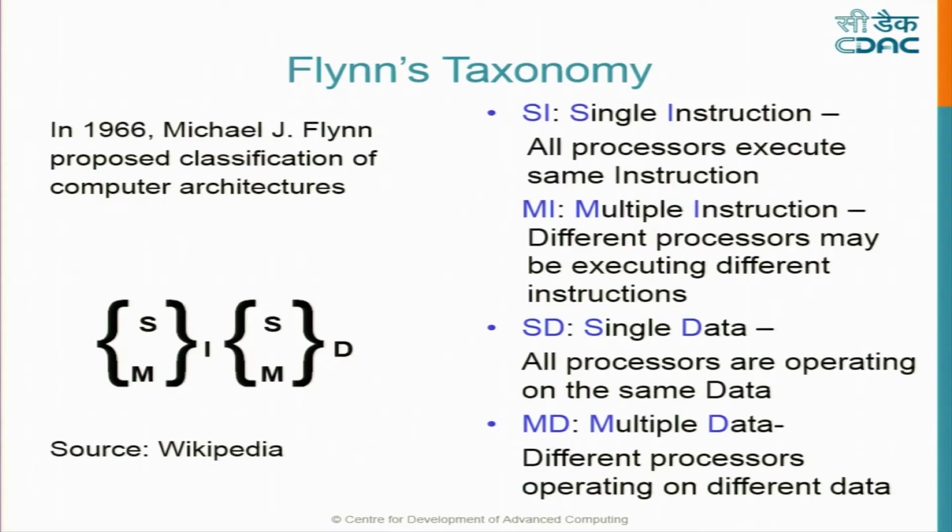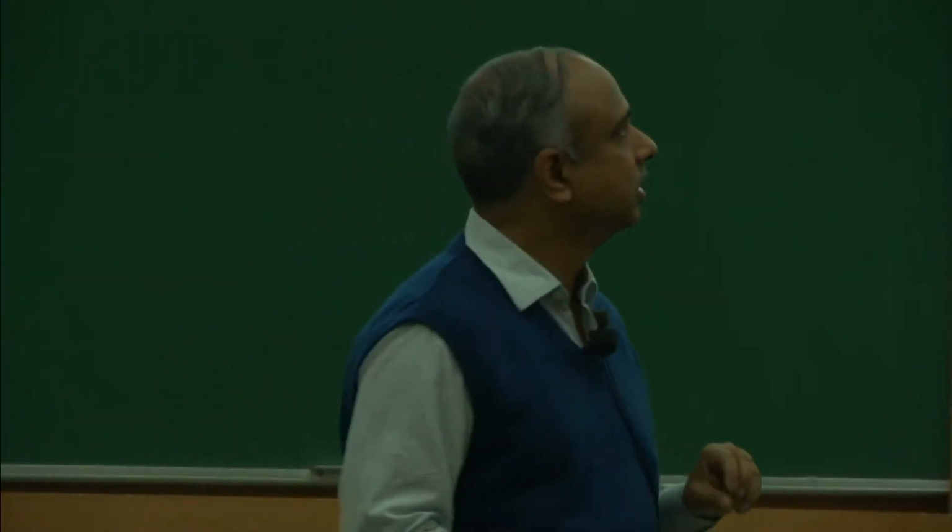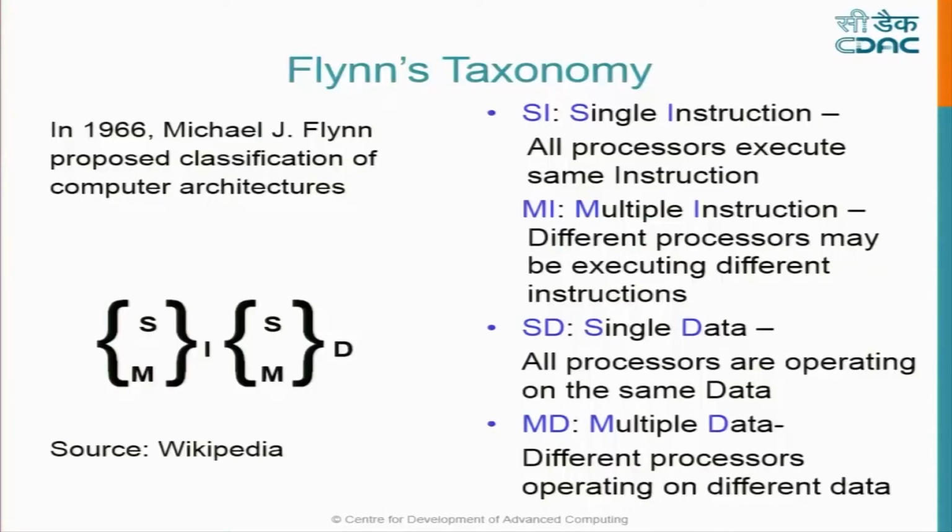Moving ahead, we will go to the basics. Many of you would have studied Flynn's taxonomy if you are a computer science student. So it was in 1966 that this scientist proposed how computers can be classified. So as was mentioned in the morning, we have something called an instruction.